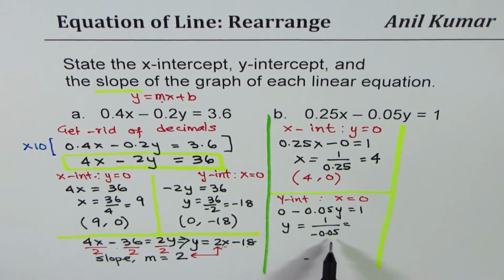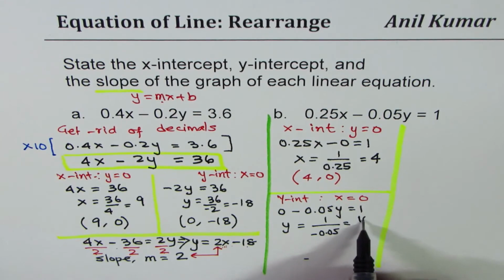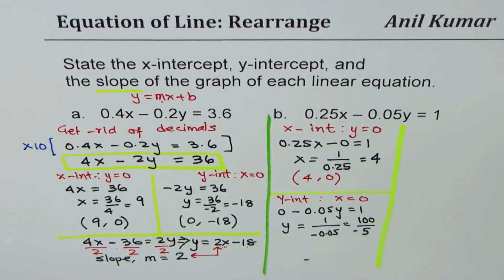Now, you could also get rid of decimals by multiplying by powers of 10. Now, 2 decimal places means 100. So we get 100 over 5, and we do have a negative sign here. So that is 20, right? So y equals minus 20. And therefore, we get our y-intercept as the coordinate point (0, -20).